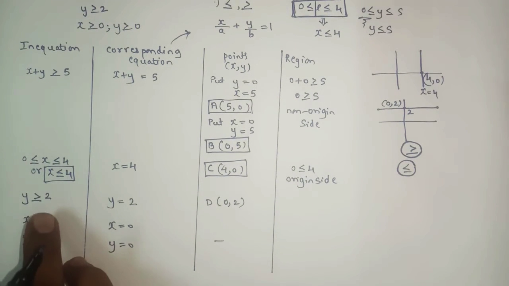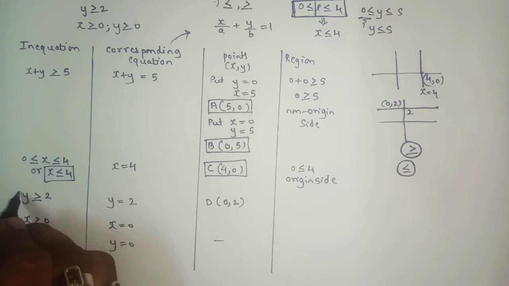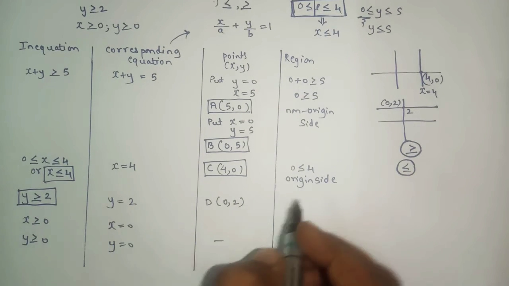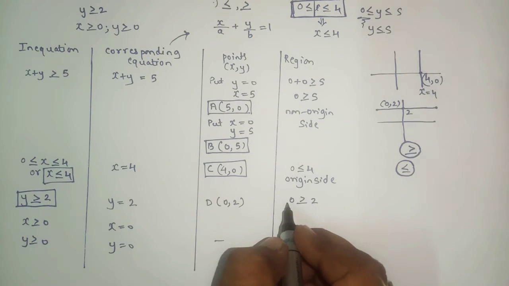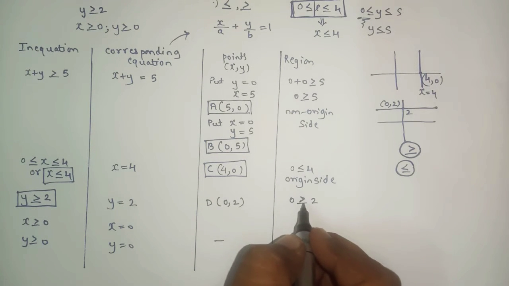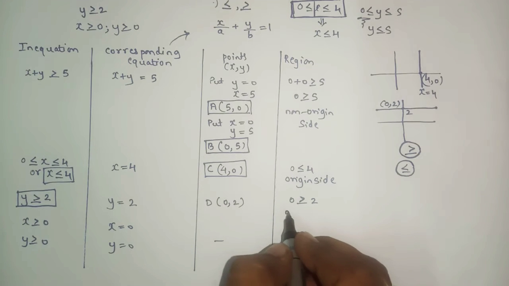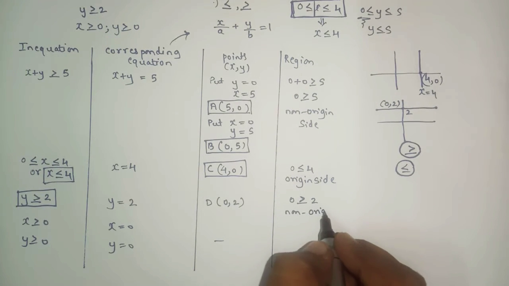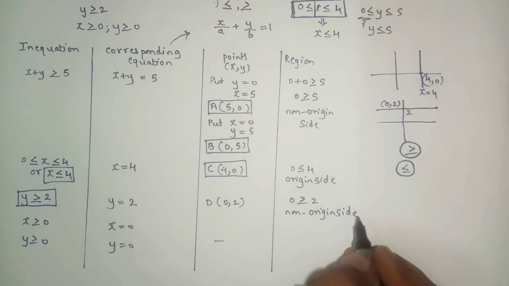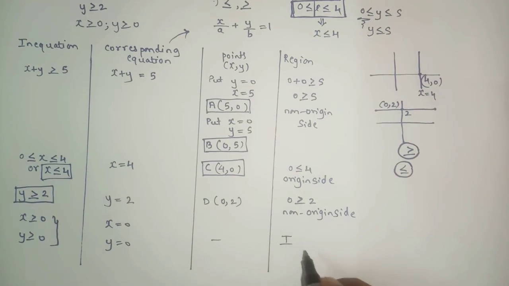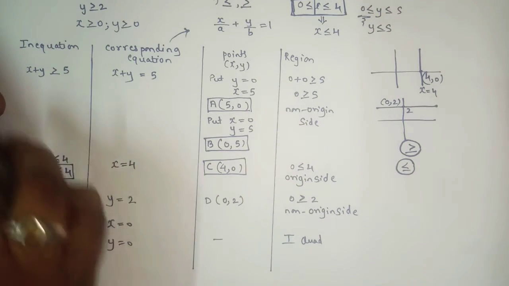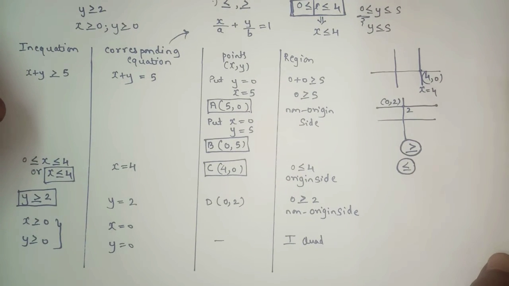Okay, now for the next, y greater than equal to 2. So 0 greater than equal to 2: 0 is neither equal nor greater than 2. So here we'll write non-origin side. Yes or no? And for these two parts, it means the points will lie where? On the first quadrant.